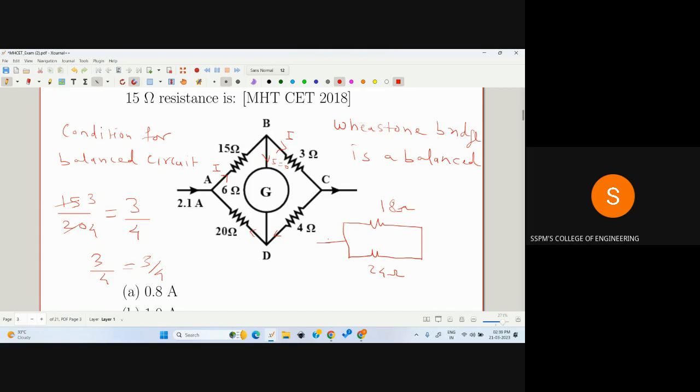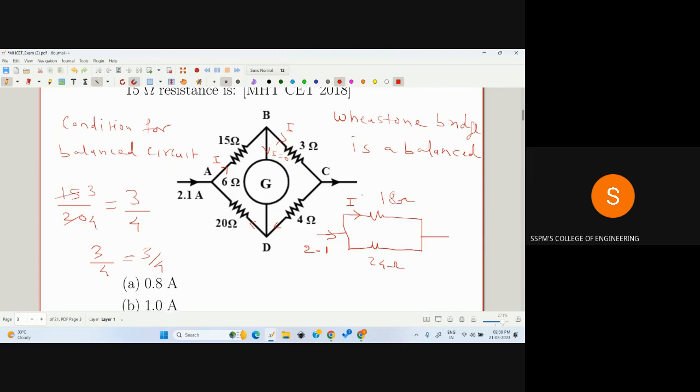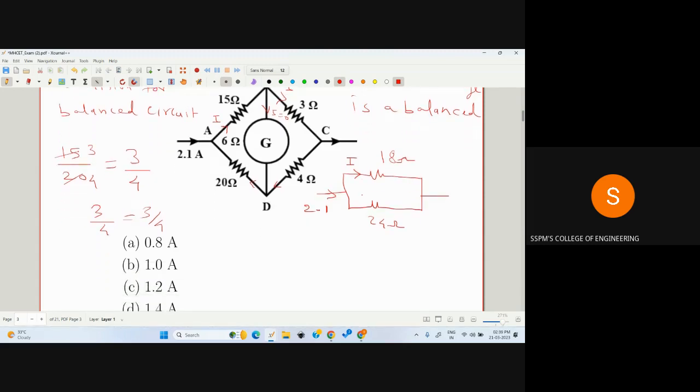Now the total current flowing in the circuit is 2.1 ampere, and we have to find the current flowing in the 15 ohm, or you may find the current flowing in the 18 ohm because the same current is flowing. We have to find the I. Now how can the current I be determined using the current divider formula? You have to remind yourself of the current divider formula. Let me write.